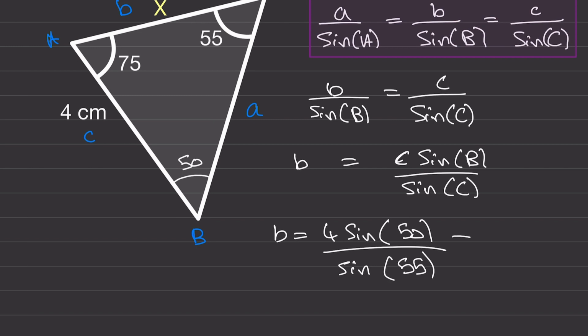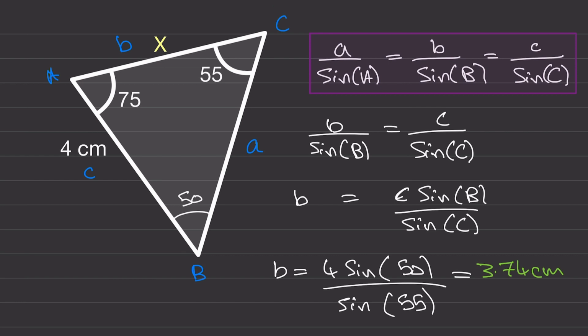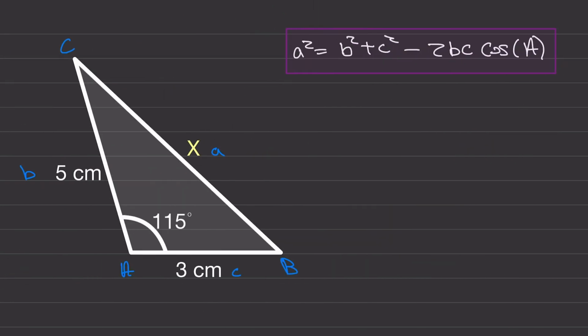That is equal to, let's plug it into a calculator, 4 sine 50 divided by sine 55. So that's 3.74. 3.74 centimeters is our value for x. Let's move on to the next example here, and here we'll be using the cosine rule.